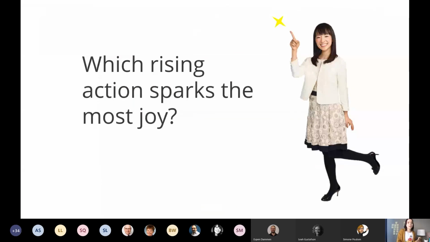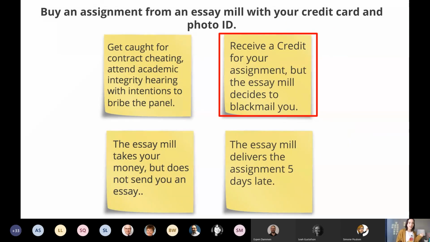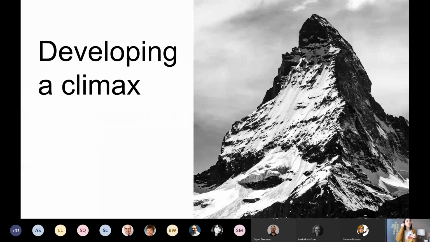So it's all about picking which rising action sparks joy. We're creating branches of our narrative, and we're working on that one branch here. I've decided Lee's going to receive a credit for his assignment, but the essay mill is going to blackmail him. This is when you're going to get to a climax, a conflicting climax. We've got all of our horrible things happening to our character, and this is where the narrative comes to a head and the loose ends start to be tied up, right at the top of that pyramid.